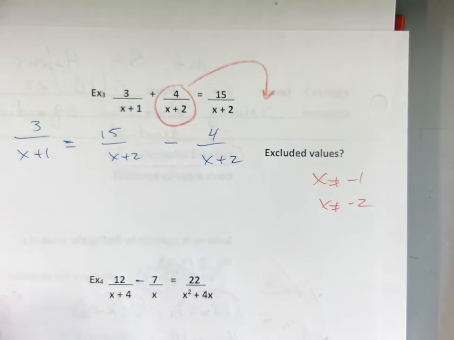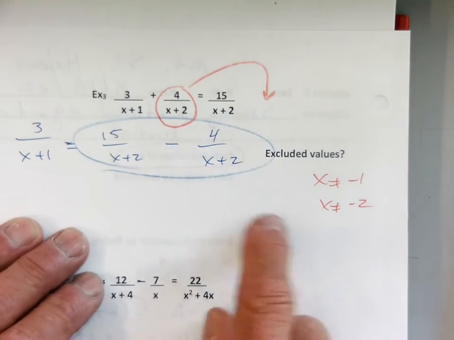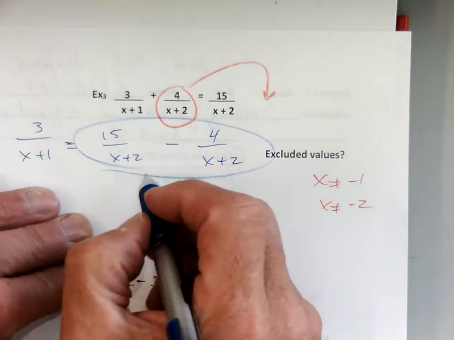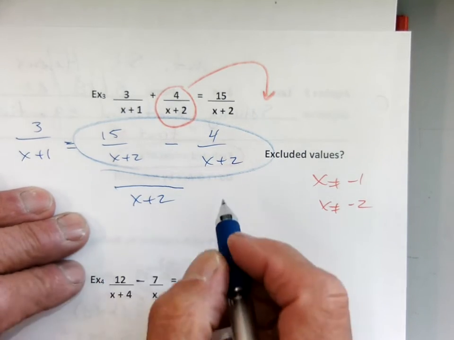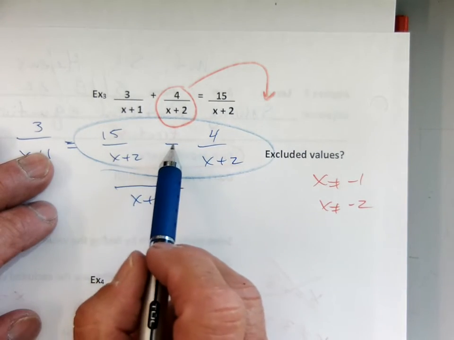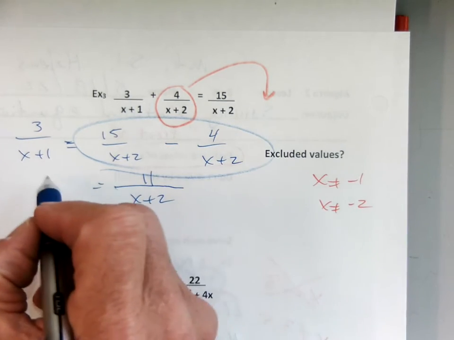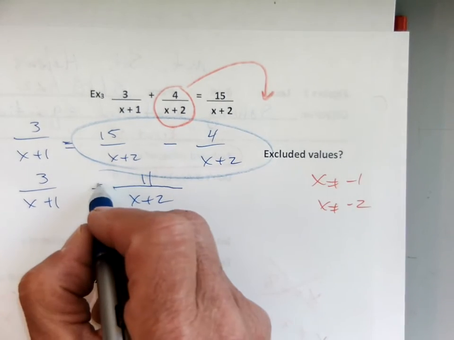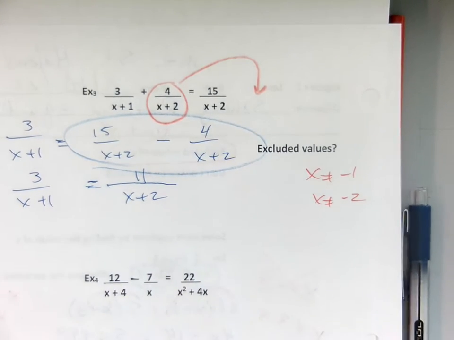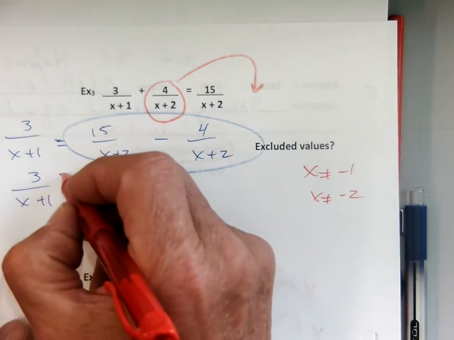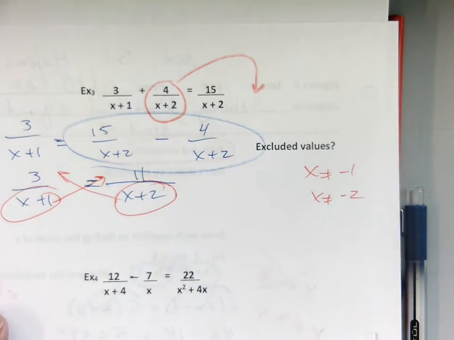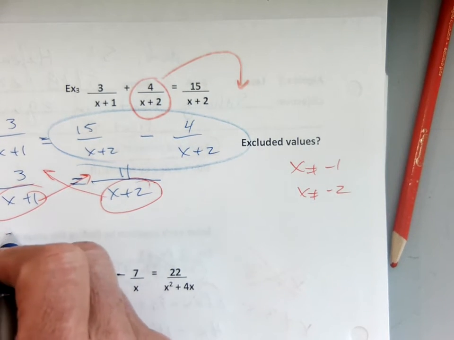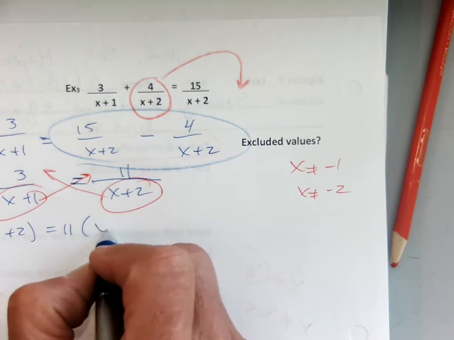Well, gratefully, we brought these two together, so they already have a common denominator, right? And that common denominator is just going to be my x plus 2. And I can go 15, subtract 4, and get 11. Now I have a fraction equal to a fraction, right? In that case, we're going to cross multiply, because it makes it easier for me. So I'll have 3 times x plus 2 equals 11 times x plus 1.